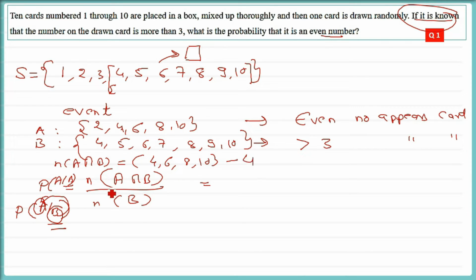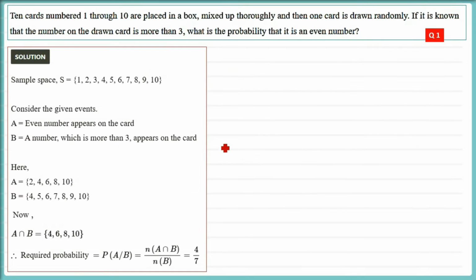So the intersection of events A and B has 4 numbers. What is n(B)? Count the numbers in event B, 4 to 10. So 1, 2, 3, 4, 5, 6, 7. These are 7 numbers. So the probability of getting an even number from cards 1 to 10, if it is known that the number on the drawn card is more than 3, is 4 by 7. This is how you need to write it and execute it. All this writing, because A and B are very important here.